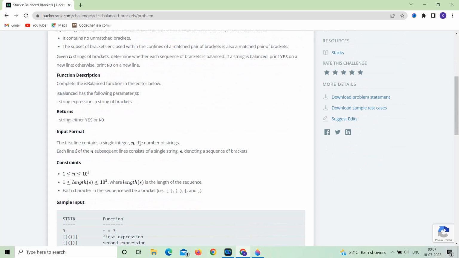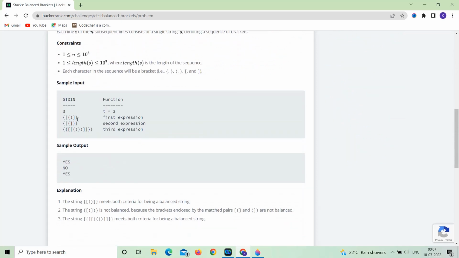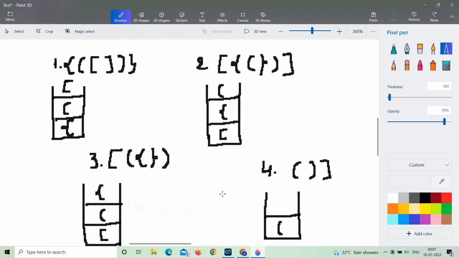In this problem, you need to figure out whether the given brackets are balanced or not. If they are balanced, you need to return yes. Otherwise, you need to return no. Hope you understood the problem. So before getting into the solution, just pause the video and think for a while. Hope you tried it. Let's look at the solution.